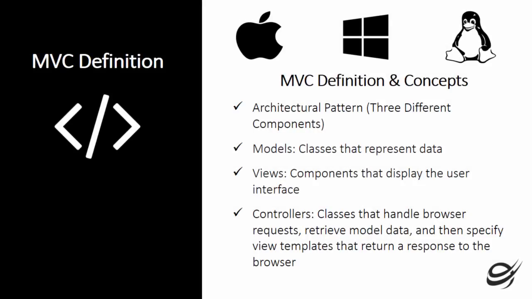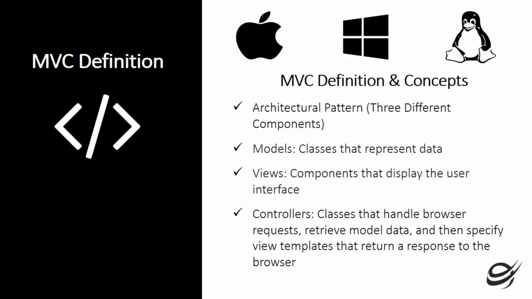The Model View Controller, MVC for short, is an architectural pattern that separates an app into three main components. And as you can see on this slide, the three components are model, views, and controllers. The MVC pattern helps you create apps that are testable and easier to maintain and update than traditional monolithic apps. MVC is based on these three components.